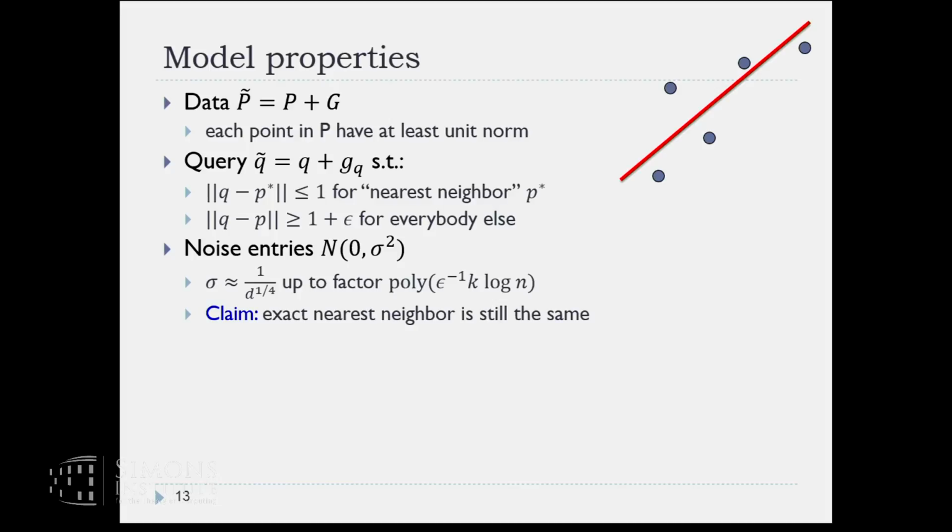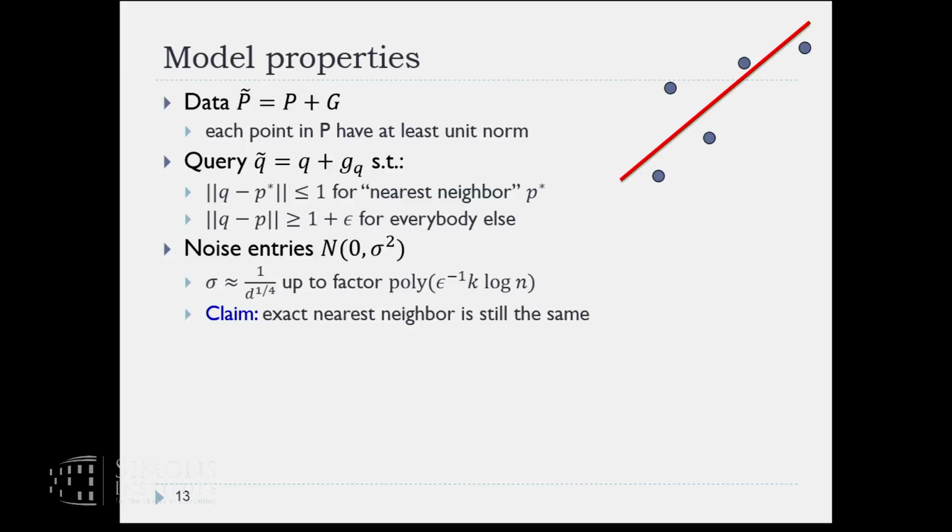It depends on the amount of noise. I said the noise is huge, and you'll see in a minute, but it's still so that the exact nearest neighbor remains the same. This requires calculation. It depends on how large it is. This is pretty large, so I'm going to talk here about the dependence mostly on d.